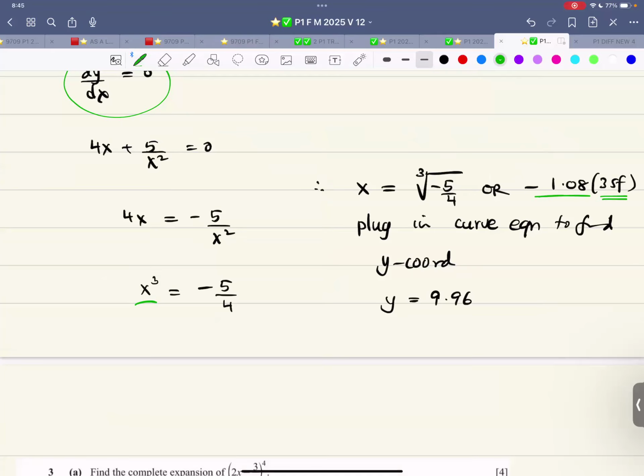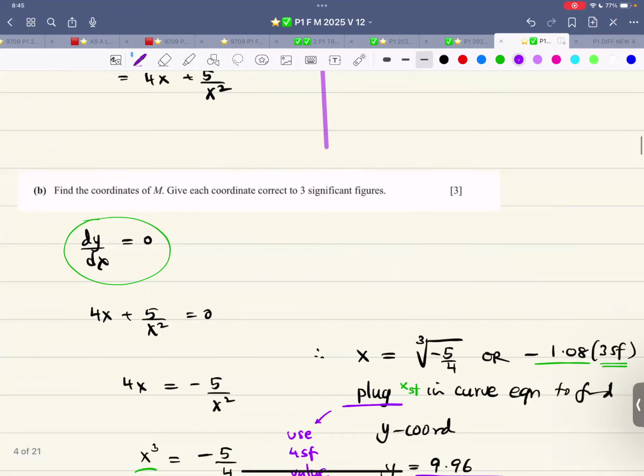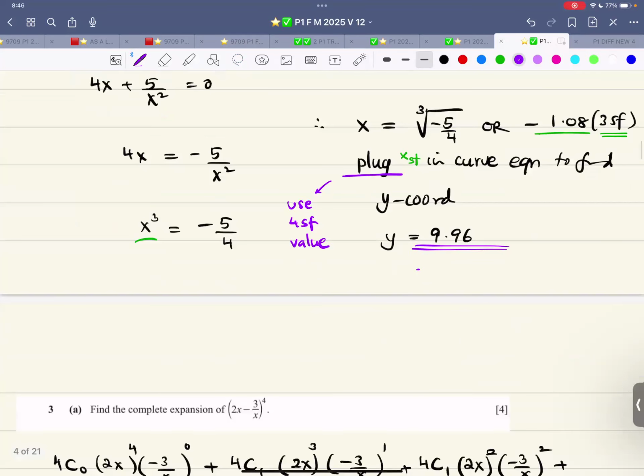Plug the x coordinate of the stationary point into the curve equation. So now, let me write over here, in the curve equation, and then you find the y coordinate. Let me just write one thing which I have not shown over here. For the plug in value, use the 4 SF value. And then this answer is again 3 SF. They're asking for the coordinates, so write it as coordinates, negative 1.08, 9.96. Make sure you write it as a coordinate.